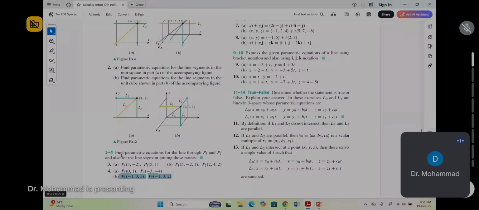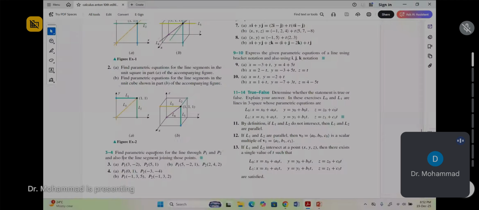Look at problem number 3 and 4. Find parametric equations of the line through P1 and P2, and also for the line segment joining those points. You see we have the 2 points. Let's say 4B, since 3 and 4 are all similar. The point P1 is (-1, 3, 5) and P2 is (-1, 3, 2). Then we need to find the parametric equations.